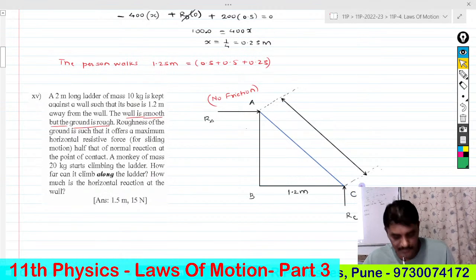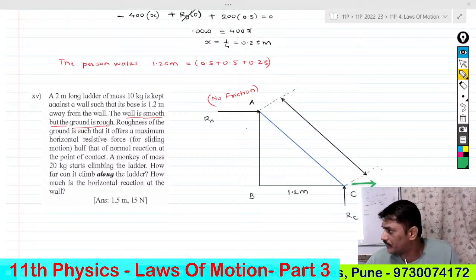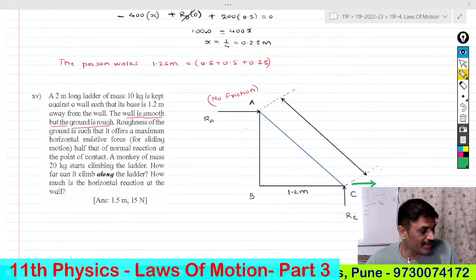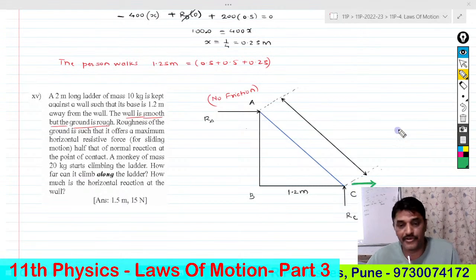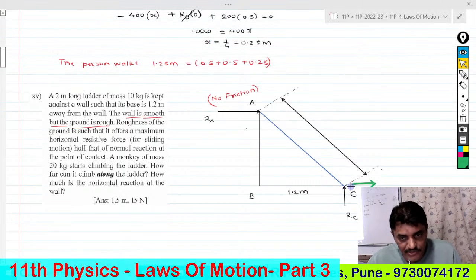How is this going to slip? So when this tries to slip, this end of the ladder, it will try to slip in this direction. Yes. And the friction will always try to oppose this. The friction, as we all know, will definitely try to oppose it. So I would say the friction is acting in this direction.